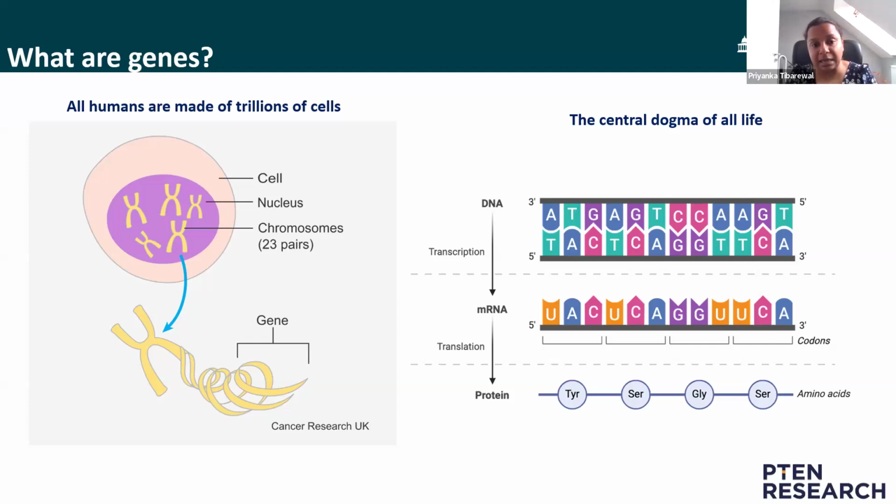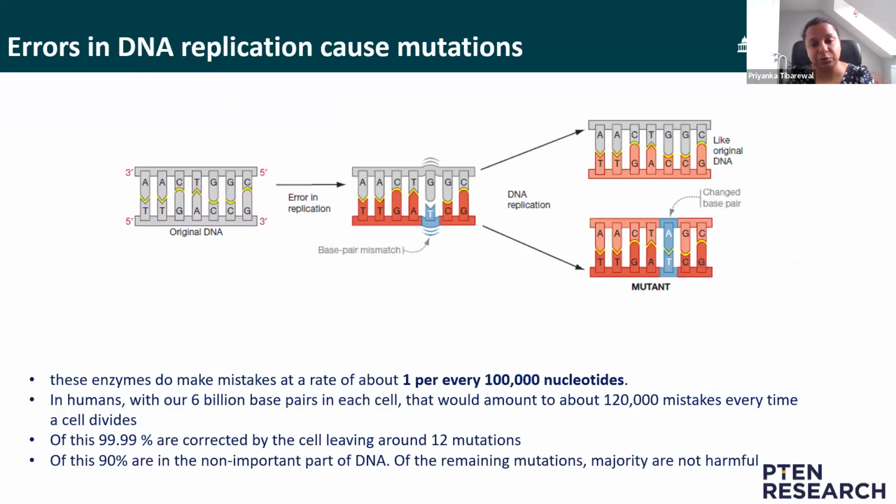Now, when a cell divides, the DNA also divides because the new cell needs to have the same amount of DNA. During this process, the new DNA is made as an exact copy of the parent DNA, the DNA from the cell it's originating from. That's why it's called parent DNA. And it has to be an exact copy.